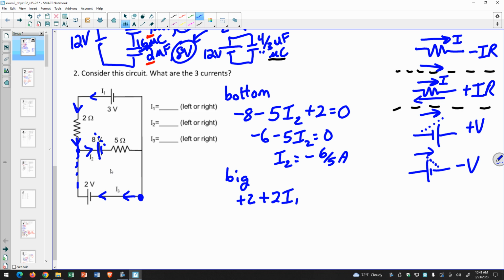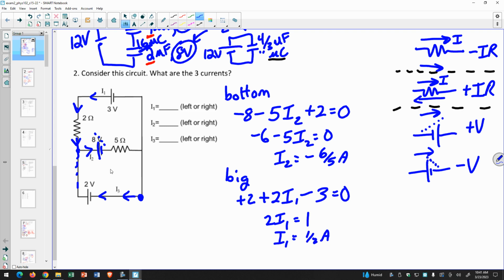So plus 2 I1, plus or minus 3? Minus 3, and then that's it. It comes back to where I started. That's equal to 0. I can solve this for I1. That's 2 I1 equals negative 3 plus 2, that's negative 1, so equal to 1. So I1 is equal to 1/2 amps.